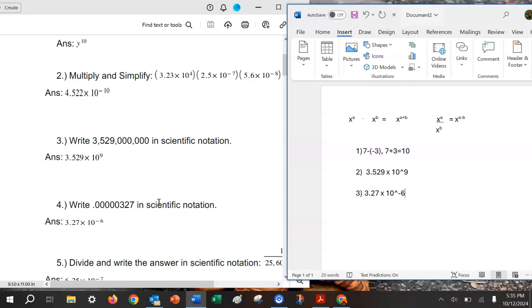Okay, let's jump back up to number 2. It says number 4, but it's number 2. Multiply and simplify. So you've got 3 different things there. You need to do 2 at a time, multiply them, and then do the third one. It doesn't really matter which one you do. So when we multiply, we just multiply first the numbers, the 3.23 times 2.5. I'll jump in a calculator, and 3.23 times 2.5 gives me 8.075.